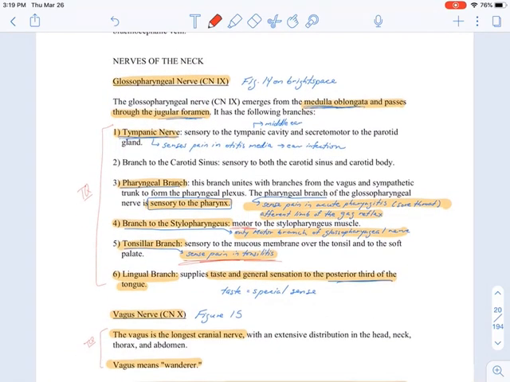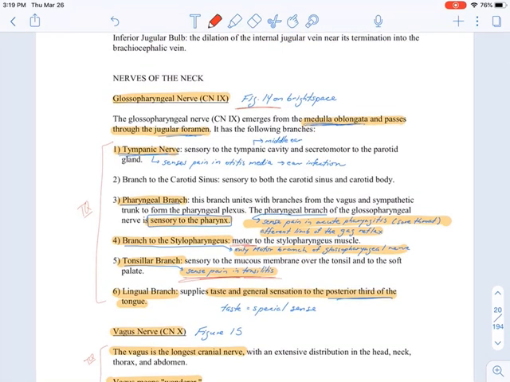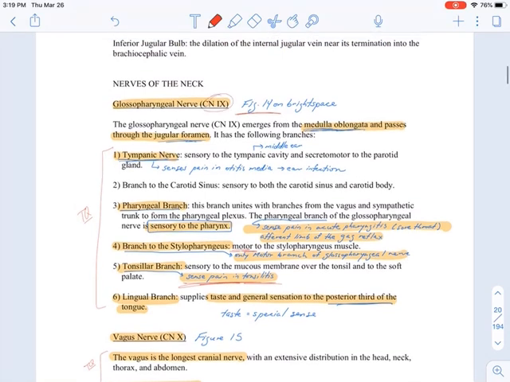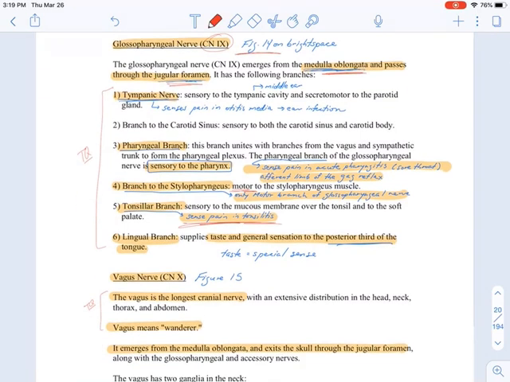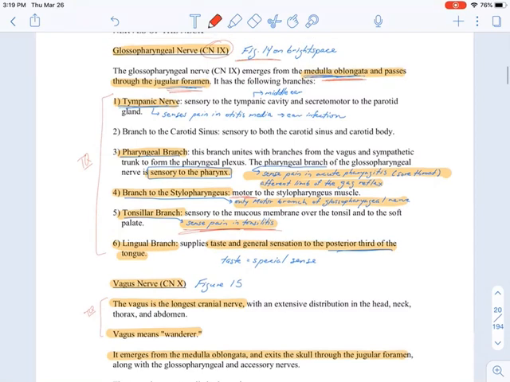Now we get to the nerves of the neck. That's figure 14 on Brightspace. First, we're starting with the glossopharyngeal nerve, otherwise known as cranial nerve 9. It's going to emerge from your medulla oblongata and pass through the jugular foramen. Starts with our tympanic nerve as one of the branches here. It's going to be sensory to the tympanic cavity and secretomotor to the parotid gland.